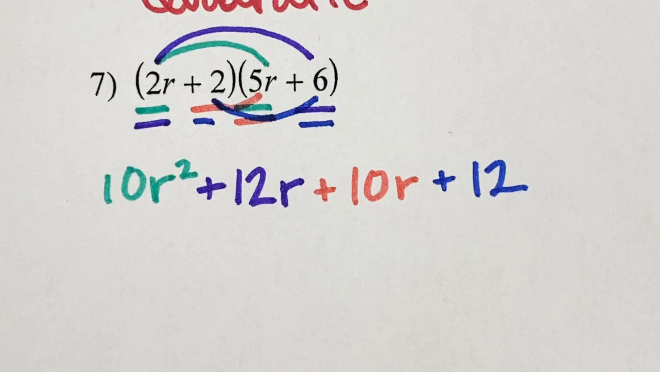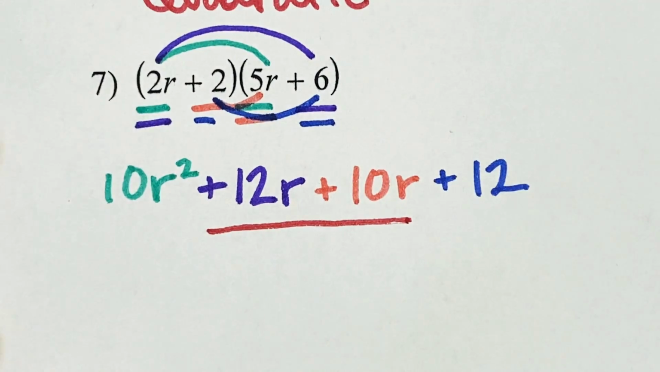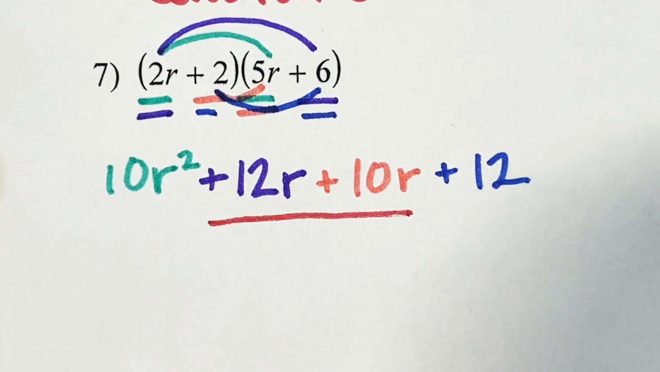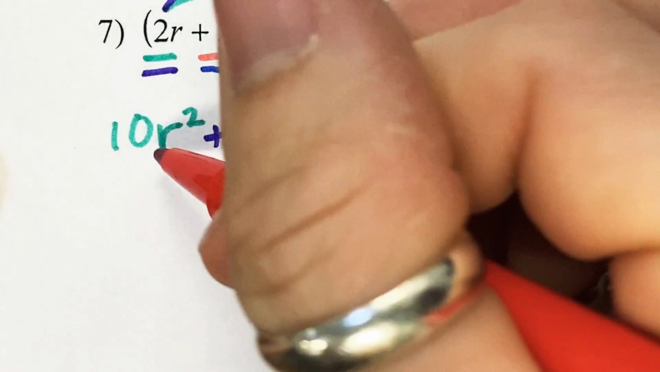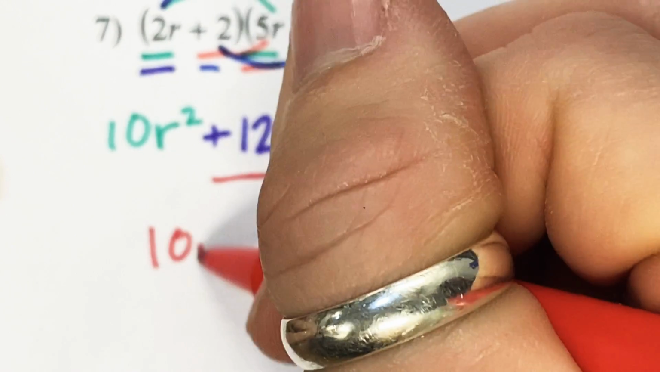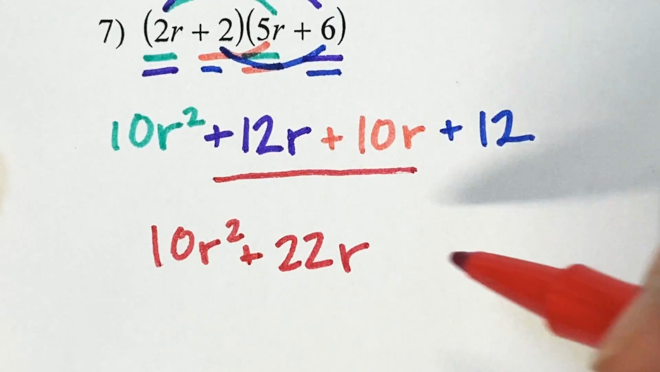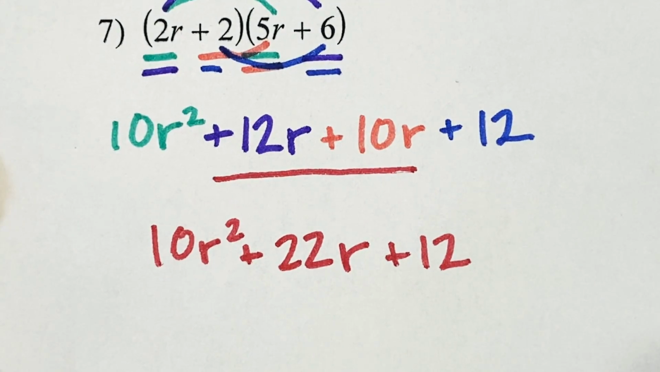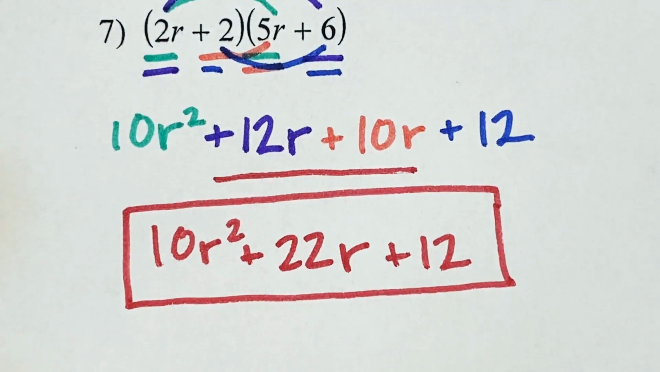Now we just need to combine our like terms. Okay, where are my two like terms? They are right in the middle, this 12r and 10r. So 12 plus 10, it's going to give me 22r. Okay, and then you just bring down what's left over. So 10r squared plus 22r plus 12. And there is our quadratic expression.